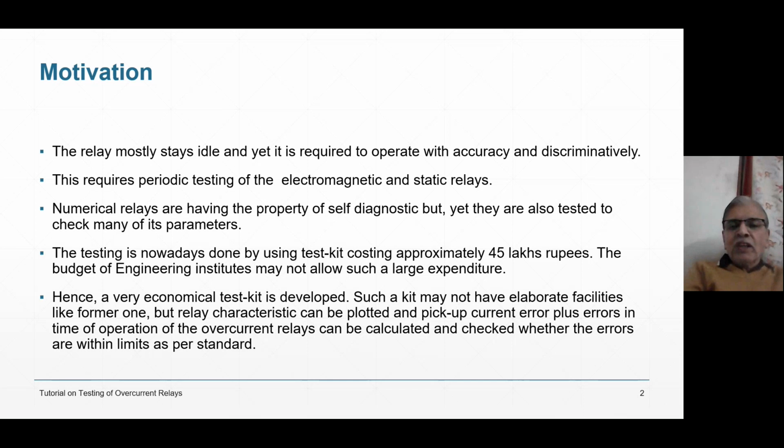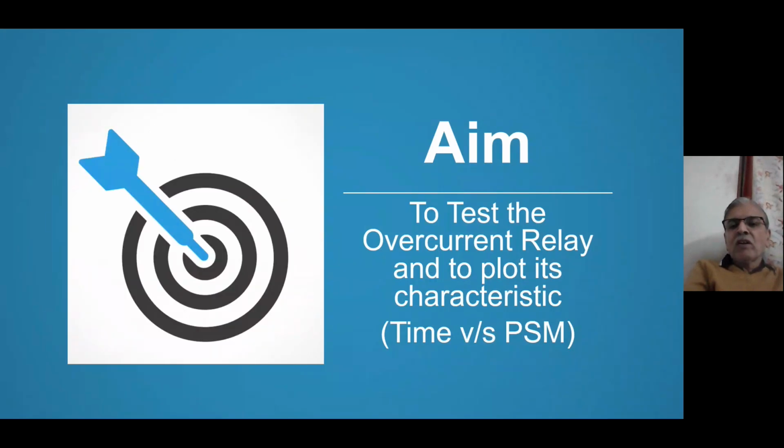So going further, what is the aim of our experiment? We would want to test the overcurrent relay and we would want to plot its characteristic. We will plot time versus PSM. PSM we have talked about. Plug setting multiplier. Plug setting multiplier means fault current upon plug setting. Characteristics are not plotted in current versus time. It is plotted time versus PSM, plug setting multiplier. That is generalized, right? So time versus PSM we will carry out.